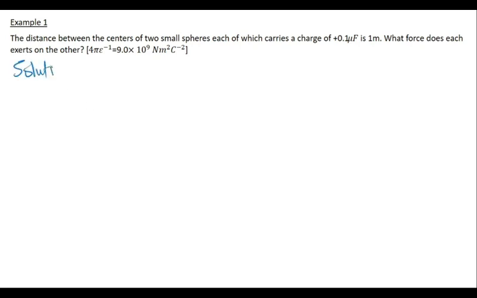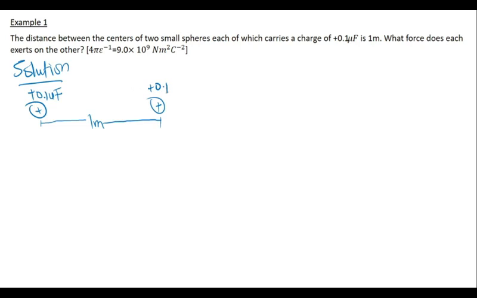Alright, let's write our solution. So let's write our parameters first, as always. So the distance between two small spheres, each of which carries a charge. So we have charge 1, charge 2, and then the distance between them is 1 meter. And they both carry the charge of what? So they are both positive. So they have plus 0.1 microfarad.